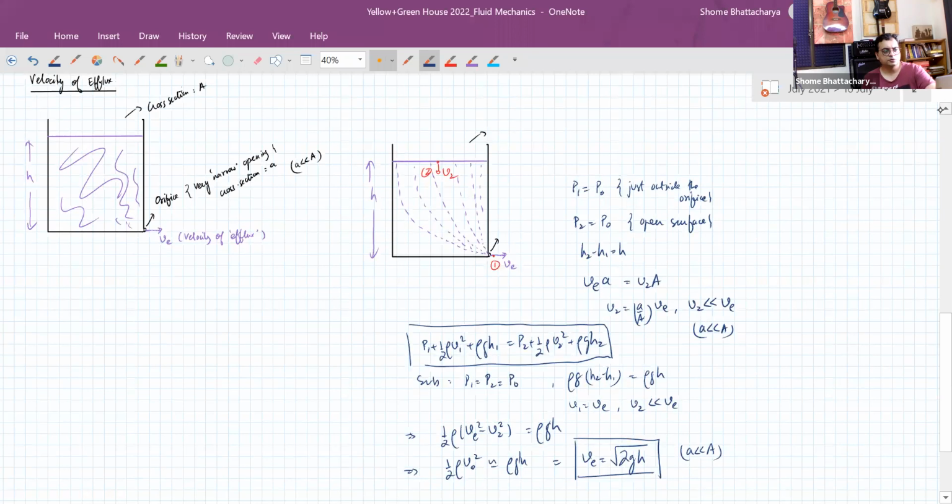Okay. So you have to know this formula for direct application, and of course you have to know the derivation of this by Bernoulli's equation and continuity equation. Both the things have been used here. Just make a note of this.